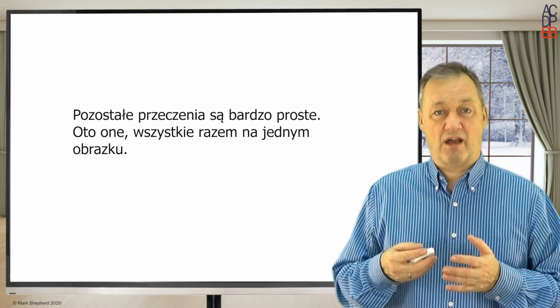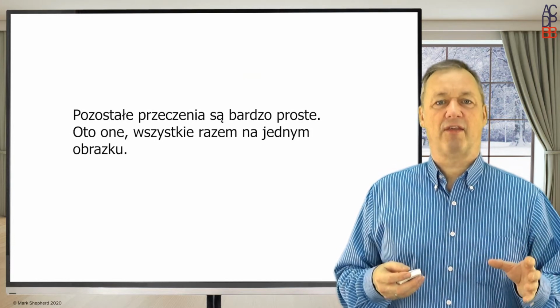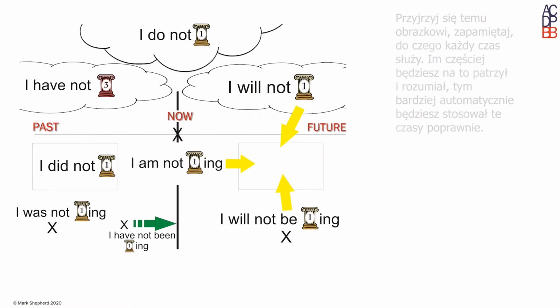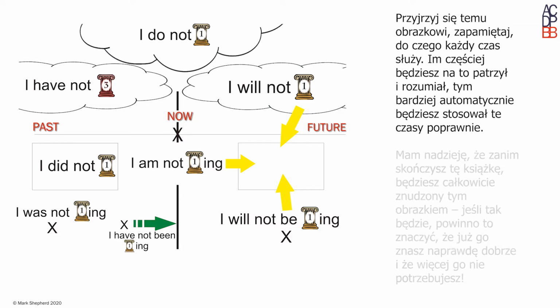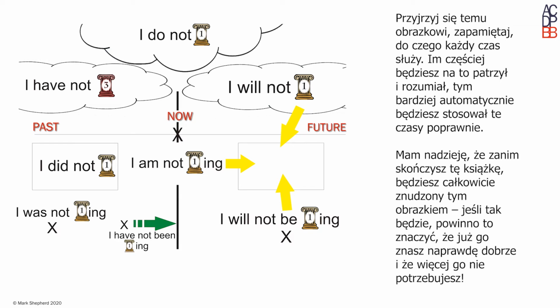All of the others are very simple. Here they are all together in the same picture. Have a look around the picture. Remember what each one is for. The more times you look at this and understand it, the more automatically you will use tenses correctly. I hope that by the time you have finished these films, you will be completely bored with this picture. If you are, it should mean that you know it really well and you don't need it anymore.